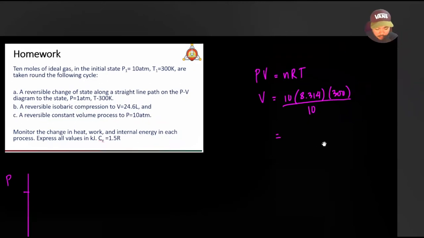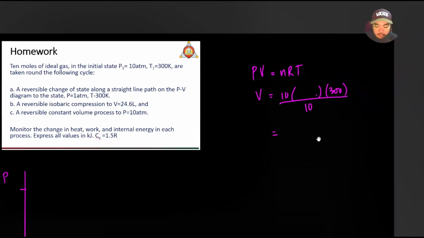Actually, mas madali kung ang gawin ko is liter atmosphere na lang, para ang lalabas dito is in terms of liters. Tama ba? Nag-agree ba kayo? Mas madali yun. So, naalala nyo ba yung liter atmosphere na gas constant? It's 0.0821. That is in terms of liter atmosphere. So that's liter atmospheres per mole Kelvin.